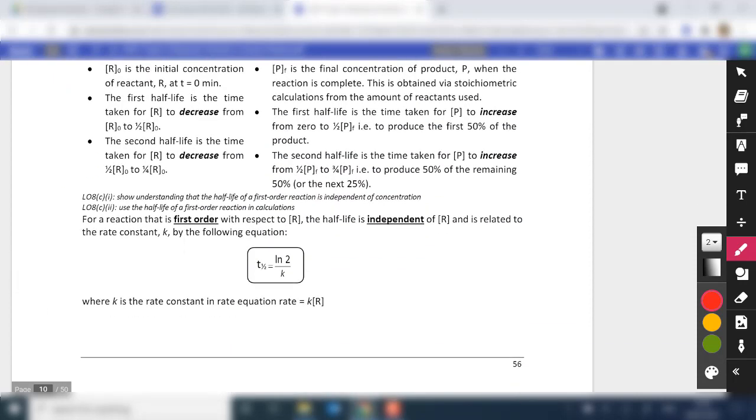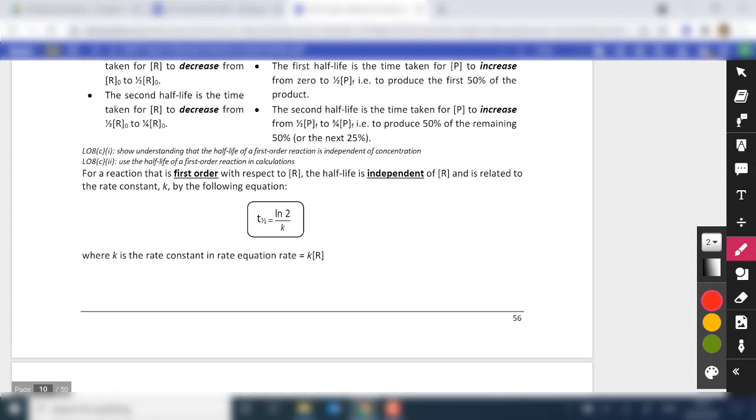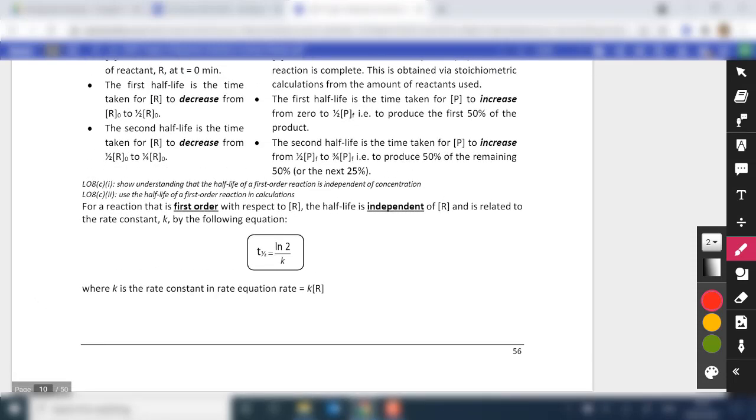In this case, for a reaction that is first order with respect to R, the half-life is independent of R and related to the rate constant by this equation: t half is equal to ln 2 over k. Now some of you might be wondering how this particular relationship came about. Actually, without going too much into the mathematics, I can easily show it to you.